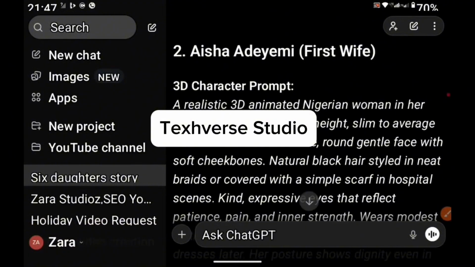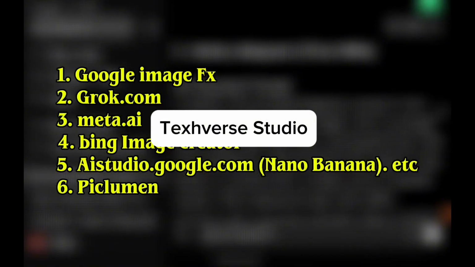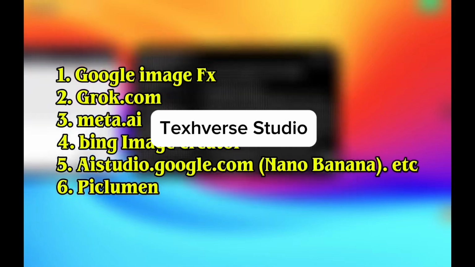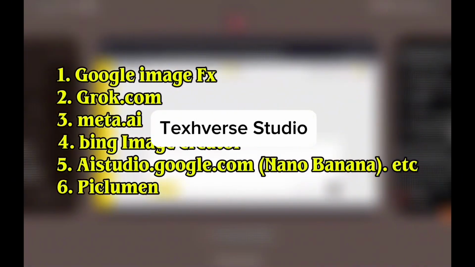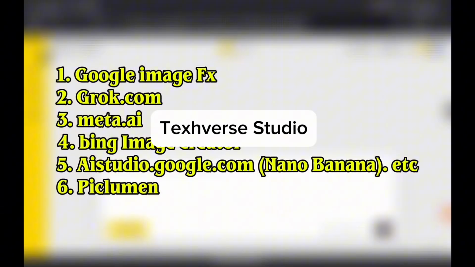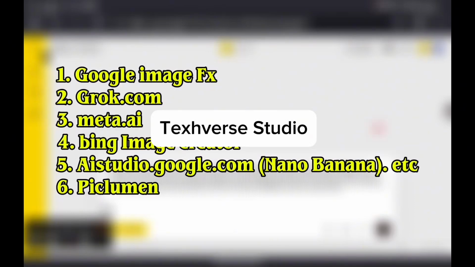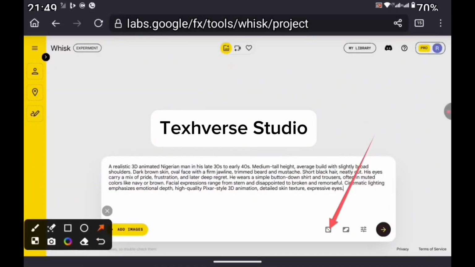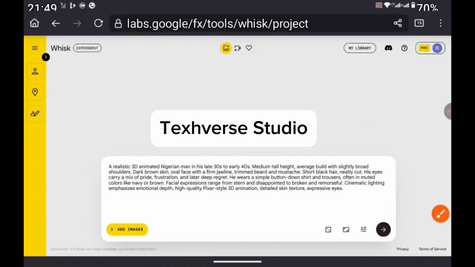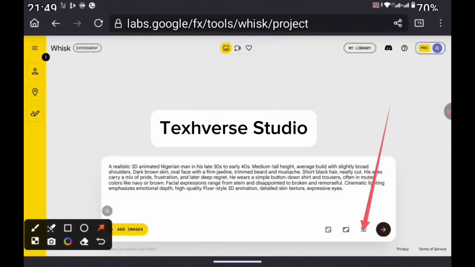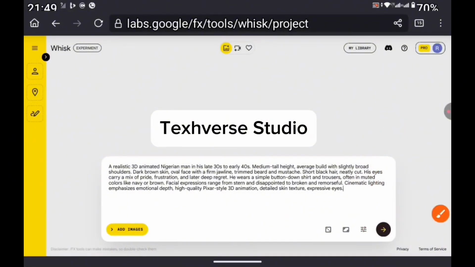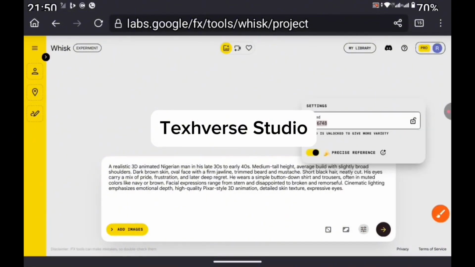Whisk. There are so many other image generation platforms that you can use and I'm going to be listing them on your screen. It is not only Google Whisk that can allow you generate images, and you can generate your images in different styles: 3D pixel style, 3D animation style, realistic styles that look like real humans. Now paste the description right here and click on the settings icon.